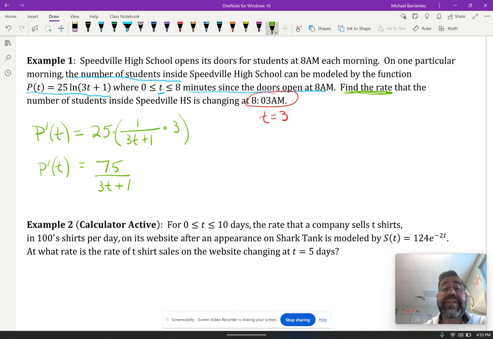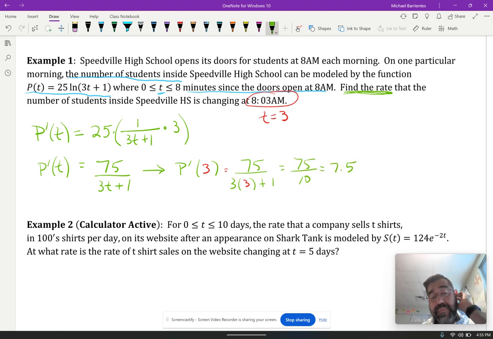But we want to find the derivative function at time 3. So therefore, p prime at 3 is going to be 75 divided by 3 times my t value, and my t value is 3. Okay, so then that is going to lead me to 75 over 10, which is 7.5.